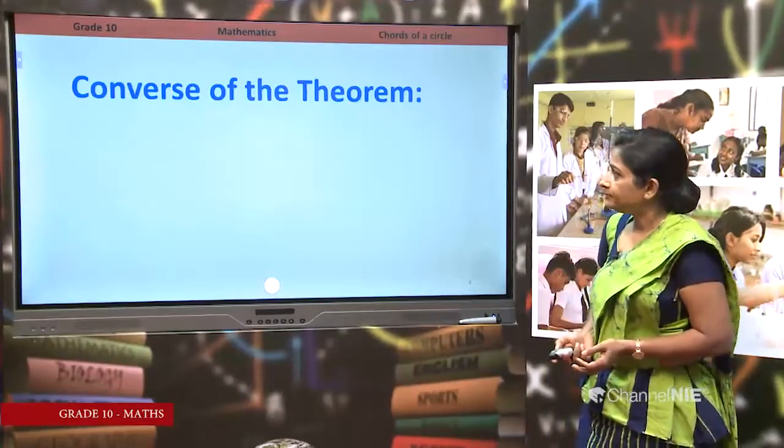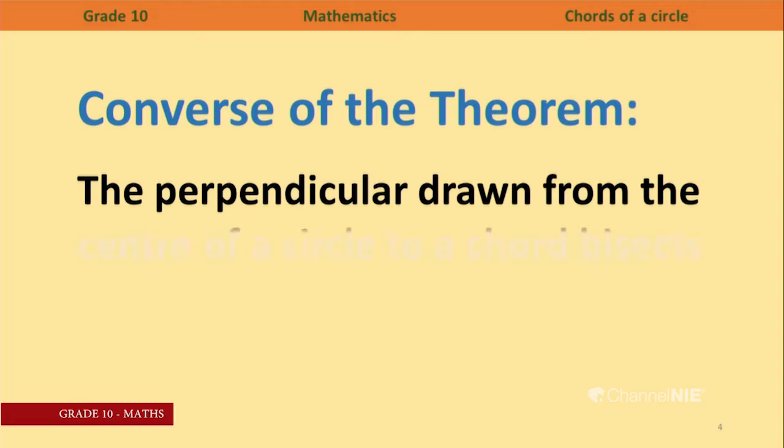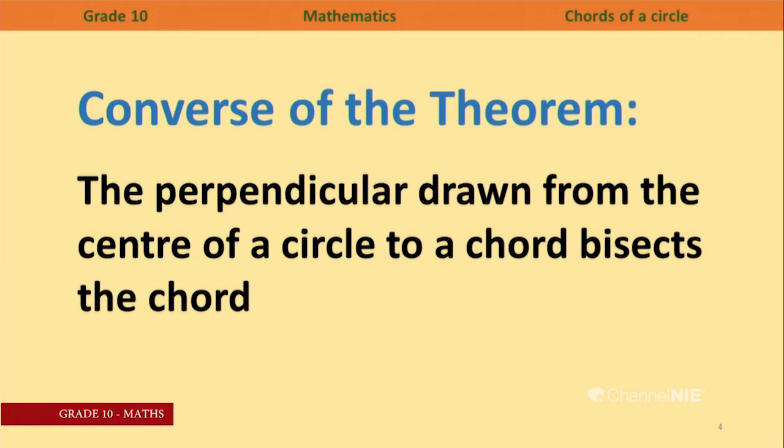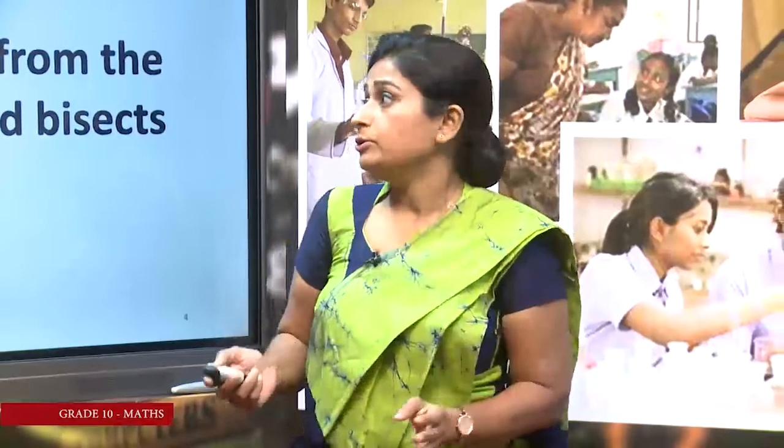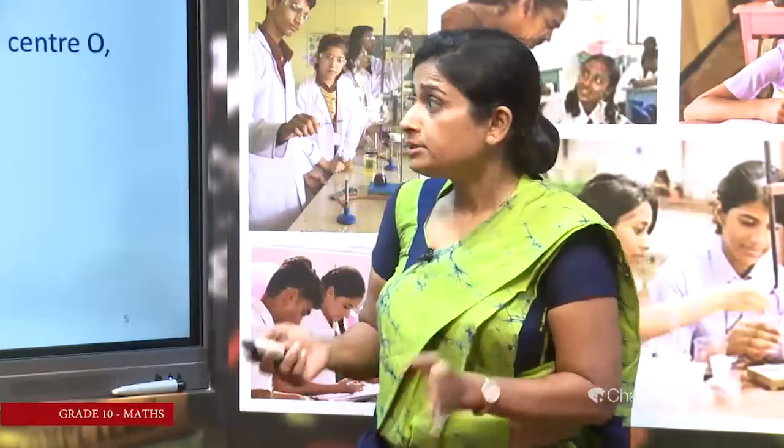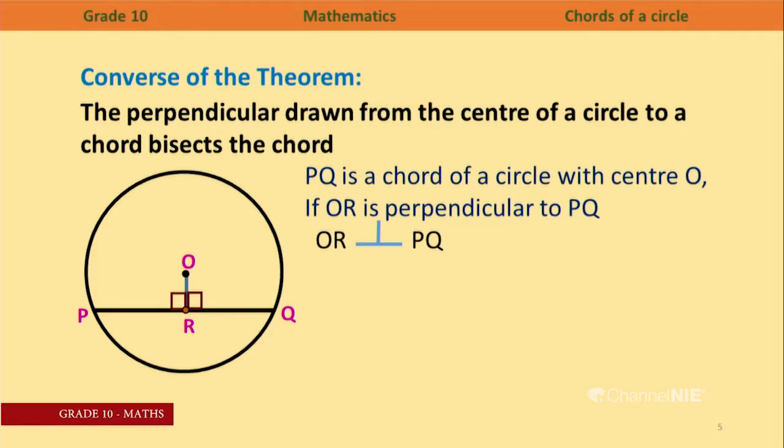What is the converse of the theorem? The perpendicular drawn from the center of a circle to a chord bisects the chord. Again, the converse of the theorem: the perpendicular drawn from the center of a circle to a chord bisects the chord. I can explain that using a diagram. Here O is the center of the circle and PQ is a chord of this circle. We join OR perpendicular to PQ.